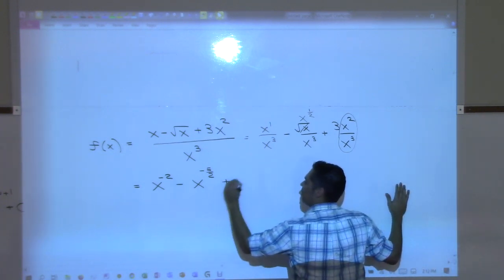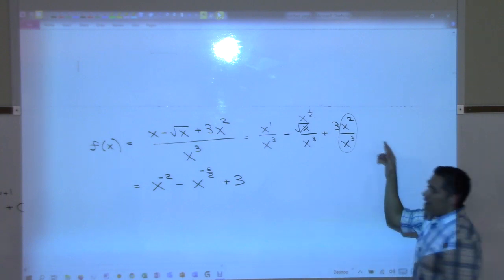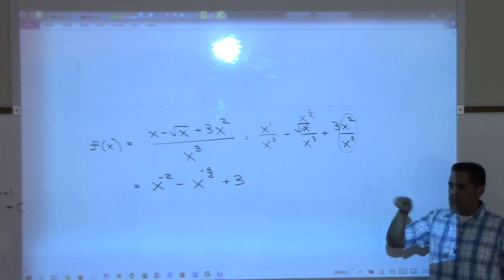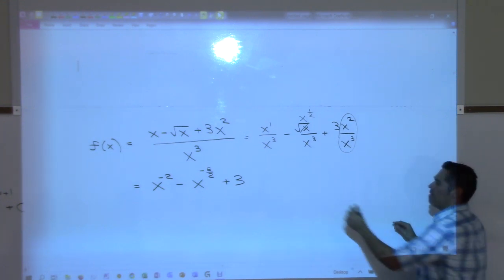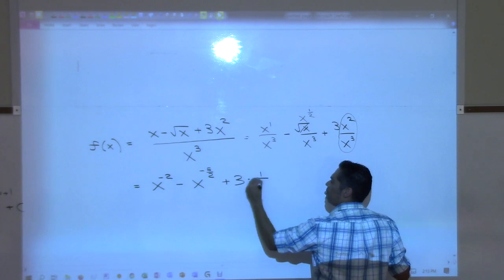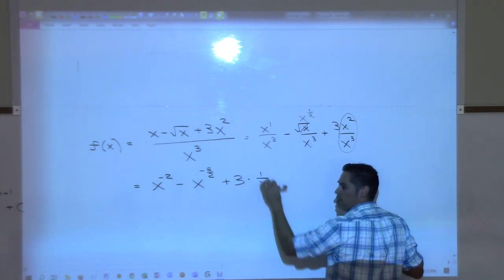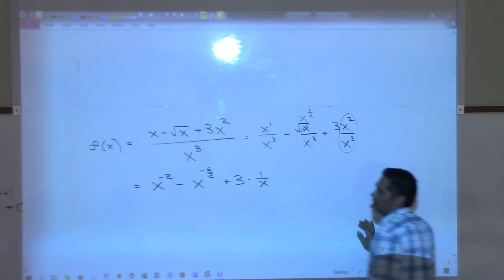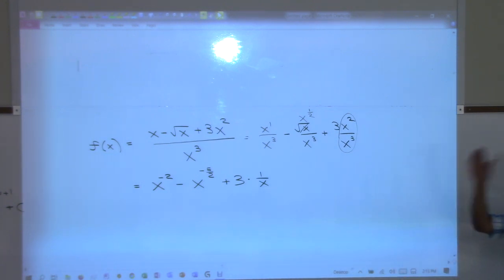And then what about this one? Plus 3, and then x to the negative 1, right? But you have to remember, x to the negative 1 was that special one that we can't use the formula on. So instead of doing that, I'm going to write it as 1 over x next to 3. 3 times 1 over x. I'm only doing it on this one because that's the special one. And now we should be able to do those term by term.